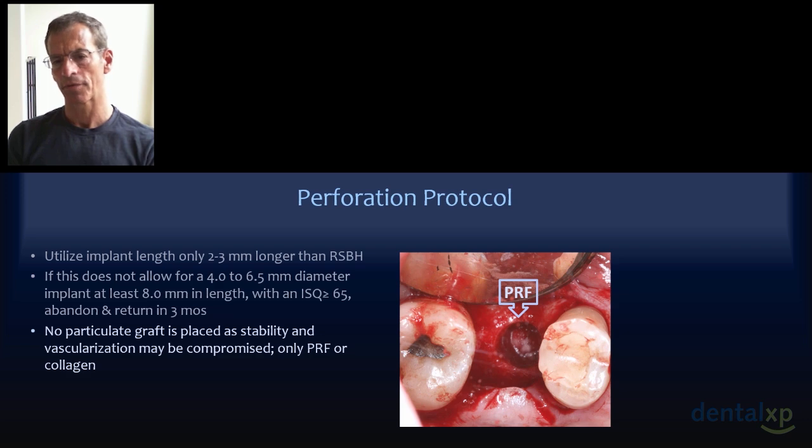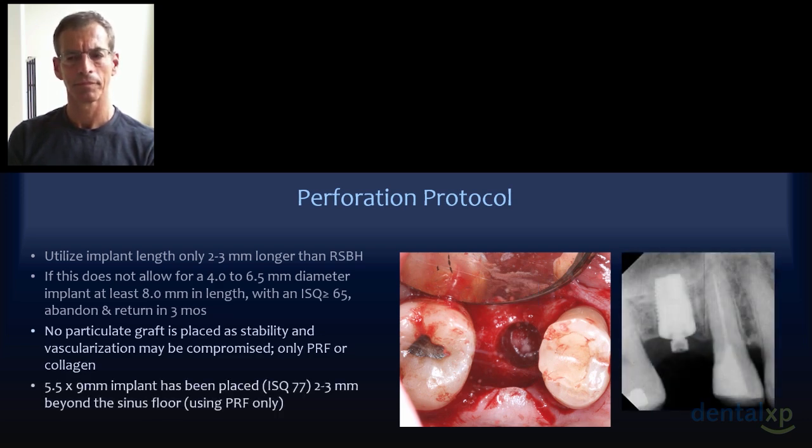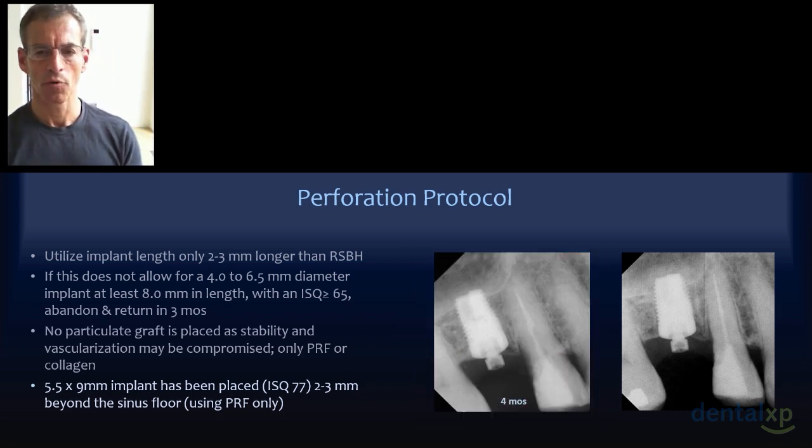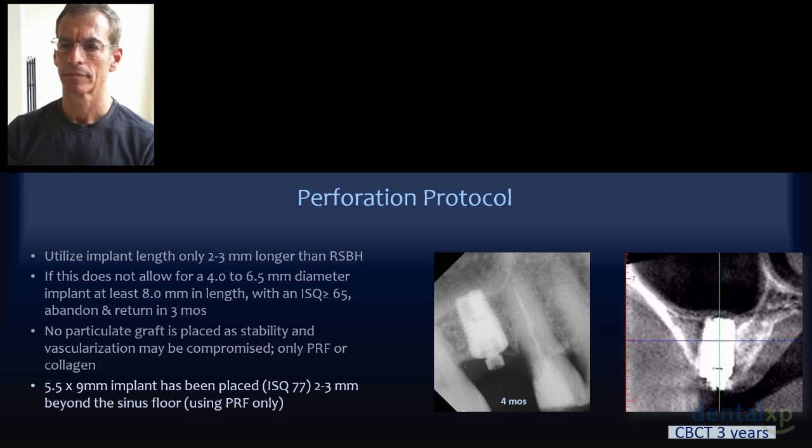Here you see the platelet-rich fibrin is placed into the osteotomy, sealing the perforation. And I place a 5.5 by 9 millimeter implant with an ISQ of 77, 2 to 3 millimeters beyond the sinus floor, using PRF only. At 4 months, and here is the CBCT at 3 years, showing that the sinus floor is relocated to the implant apex.